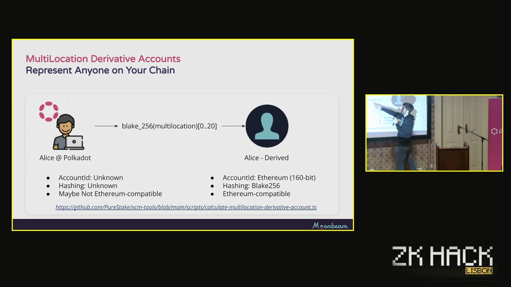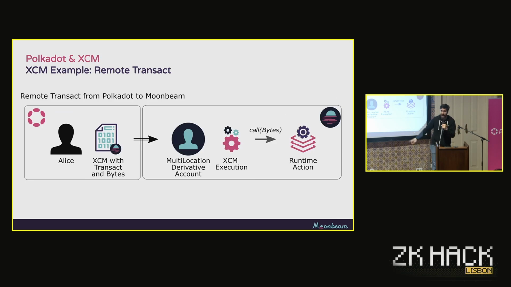And so if you hash the bytes of that multi-location, in the case of Moonbeam, you cut it to 20 bytes because Ethereum accounts are 20 bytes. You have an Alice-derived account, which is now Ethereum compatible, right? The length of the account is now Ethereum compatible as well. And the hashing that we use is Blake2 256. And so now, once again, Alice has an account on Moonbeam, which she controls only via XCM.